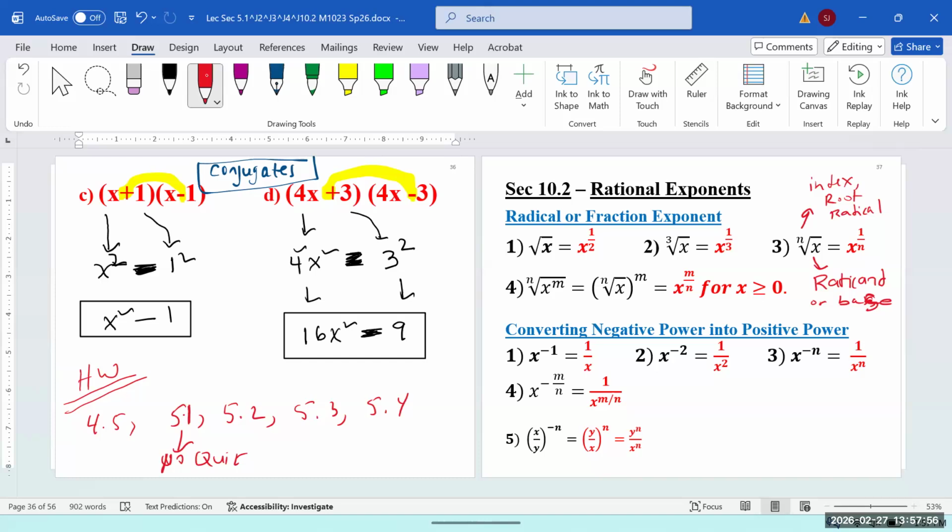But these rules are true only if your base is either 0 or a positive number. If your x is negative, then this doesn't apply.